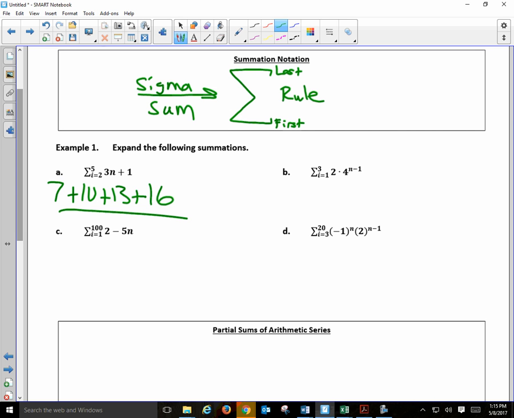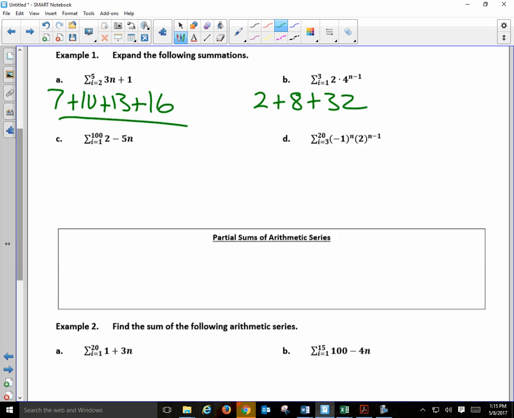We start with 1. 4 to the 1 minus 1, 4 to the 0, which is 1 times 2 is 2. Plus, what do I plug in next? And I get 4 to the 1 is 4 times 2 is 8. And then I plug in 3, I get 32. Only 3 terms there. It's expanded form. These mean the same thing.